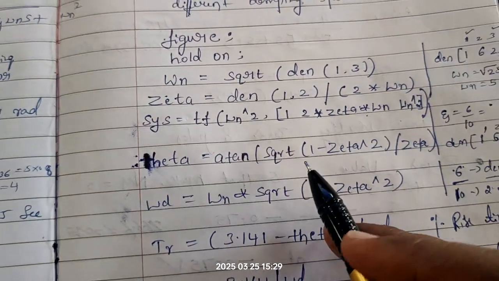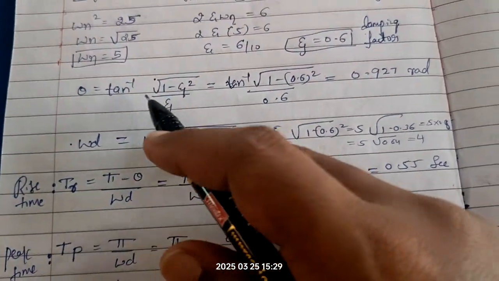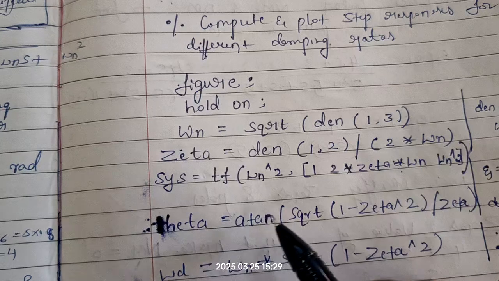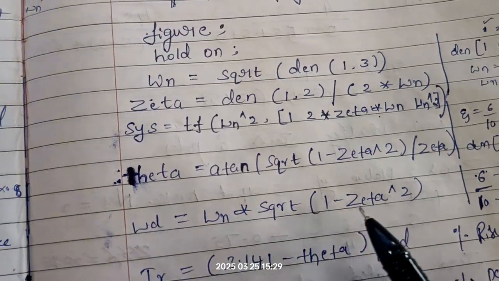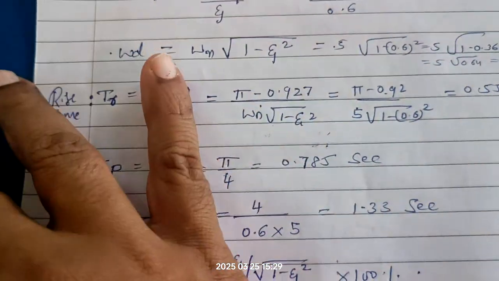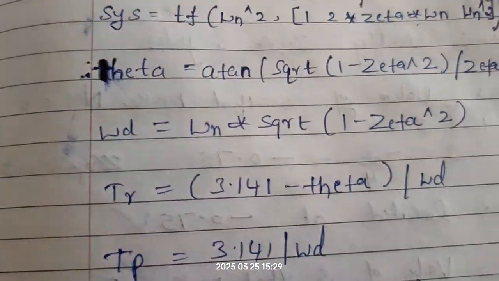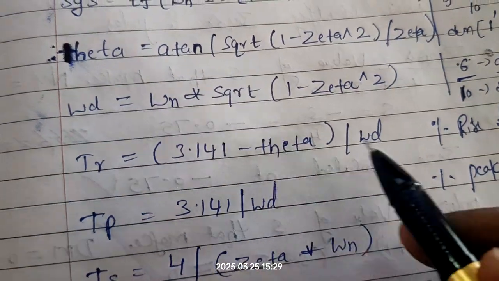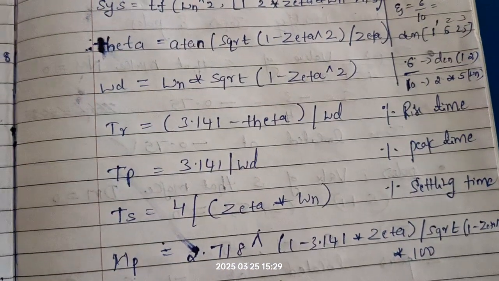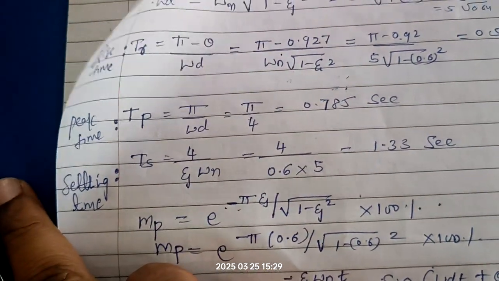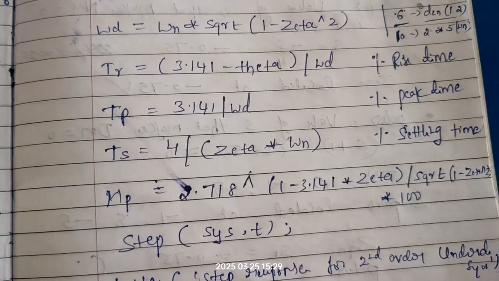After that you can go for theta. Theta is tan inverse of square root of 1 minus zeta square divided by zeta, which is written here. Then wd equals wn into square root of 1 minus zeta square, which is written here. Then rise time is taken with this formula, pi minus theta divided by omega d. Then peak time is pi divided by omega d. Then settling time is 4 divided by zeta omega n.